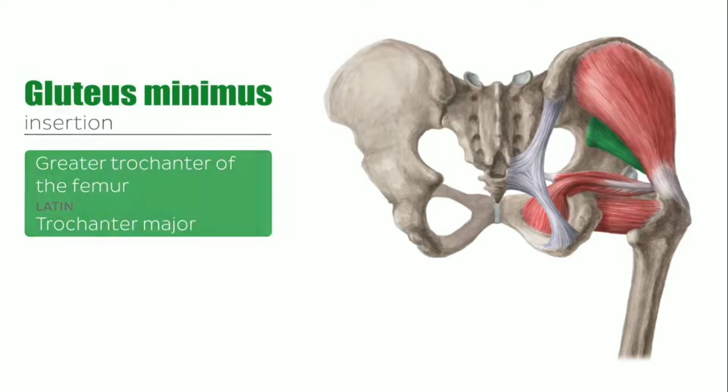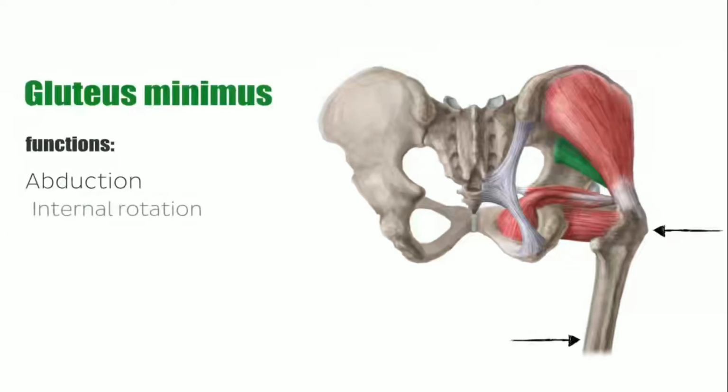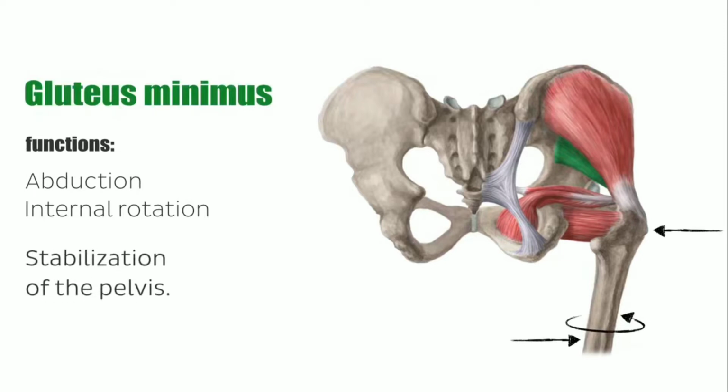Now let's take a quick look at the functions of the gluteus minimus. The first one is, like we've seen on the medius, abduction and also internal rotation of the hip joint. In this case as well, the anterior fibers are responsible for internal rotation, while the posterior fibers are responsible for extension and external rotation. Altogether, the medius and the minimus play an important role in stabilizing the pelvis.